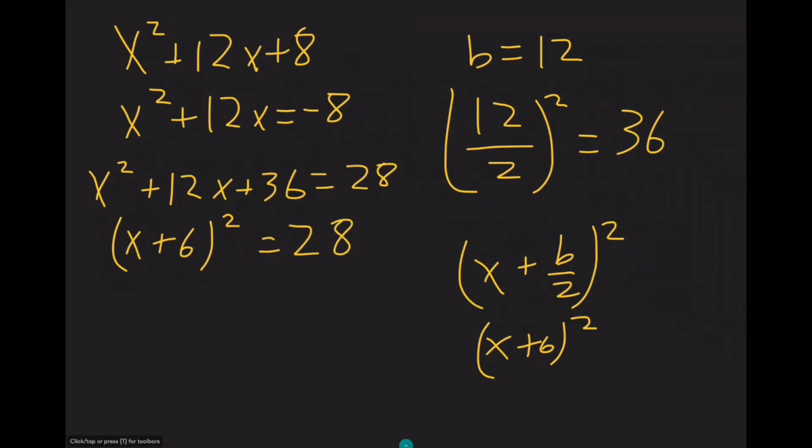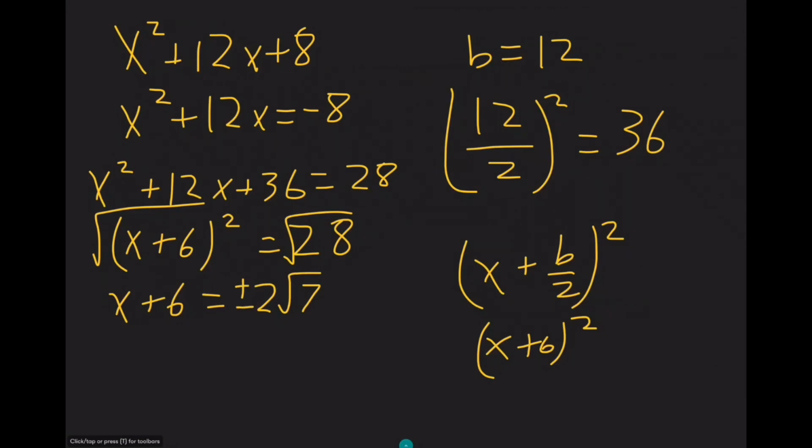So now you're going to want to solve for x. So you're going to square root both sides. X plus 6 equals plus or minus square root 28, which can be simplified to 2 square root 7. Then it will be x equals negative 6 plus or minus 2 square root 7.